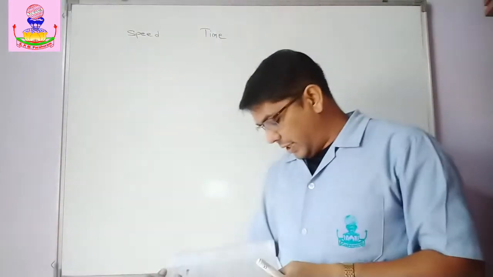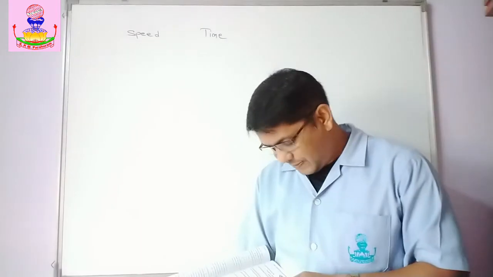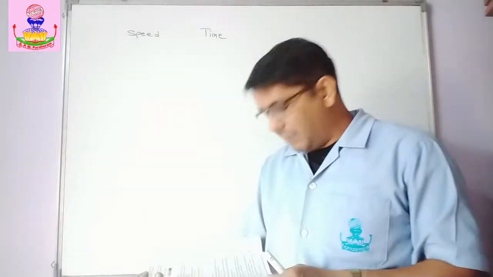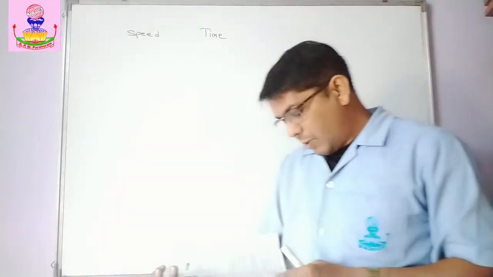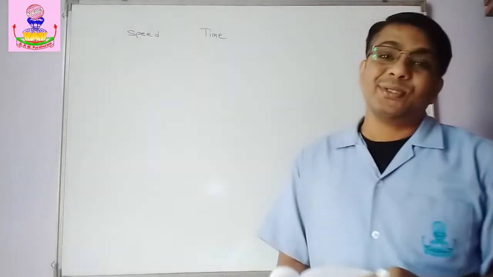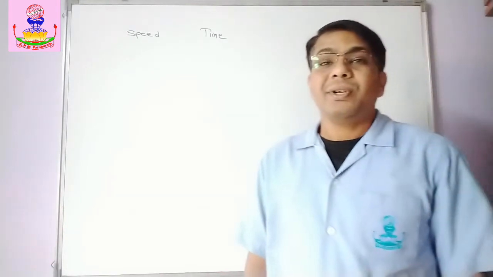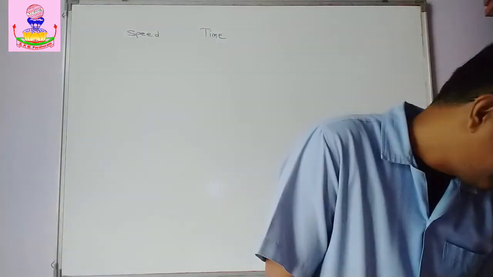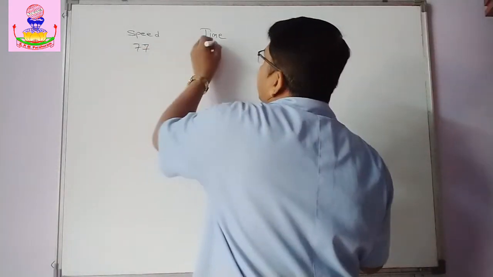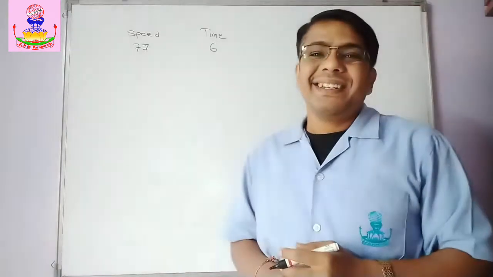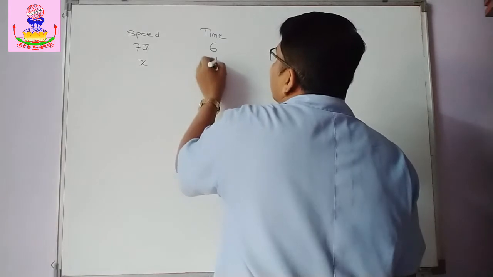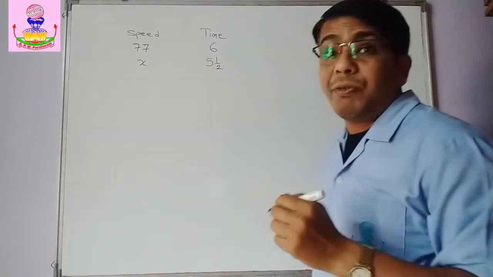Now see the 8th example. The distance between Kolhapur and Nashik can be covered in 6 hours at the speed of 77 kilometers per hour. To cover the same distance in 5.5 hours, by how much should the speed in kilometers per hour be increased? So we have to find the increase in speed. Okay. First, when the speed is 77 kilometers per hour, the time required is 6 hours. Now, what will be the speed so that I can cover the distance in 5.5 hours?